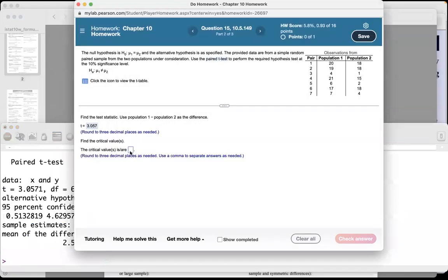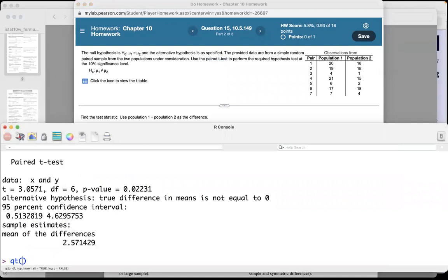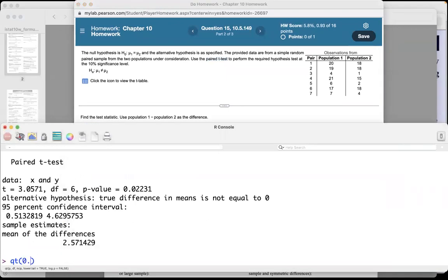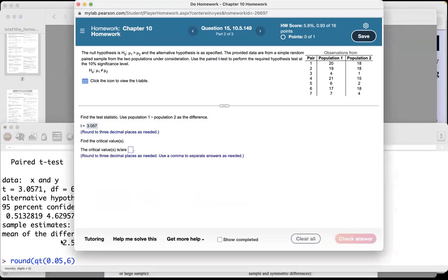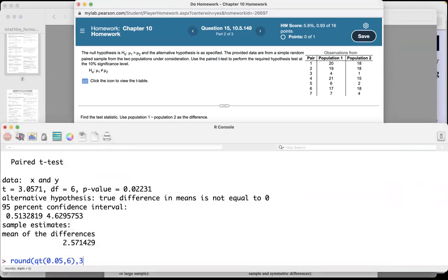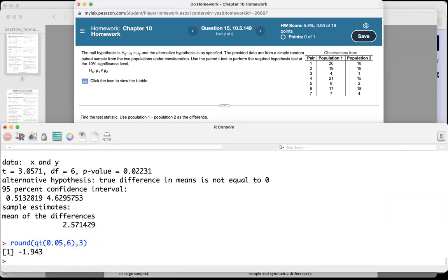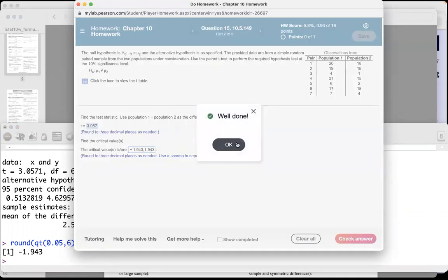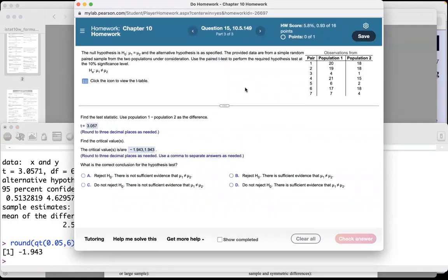And we could find the critical values. We could find qt of, let's see, our alpha is 10%, so I'm looking at 0.05. We have 6 degrees of freedom. We want to round to 3 decimal places. This is two-tailed, so I'm going to have a negative and a positive value. So it's going to be negative 1.943 and positive 1.943. Those are our critical values. And then you can interpret from there.